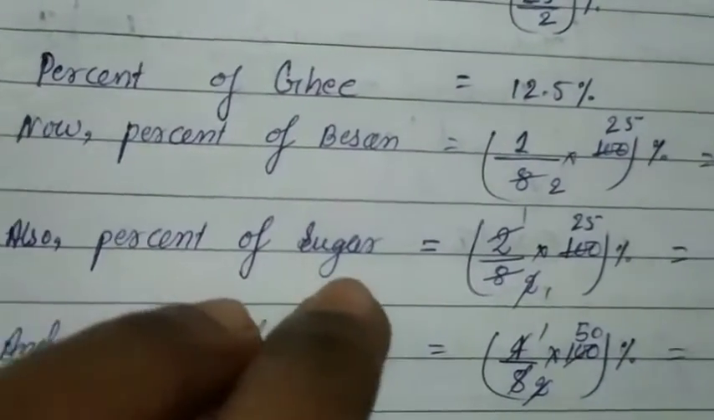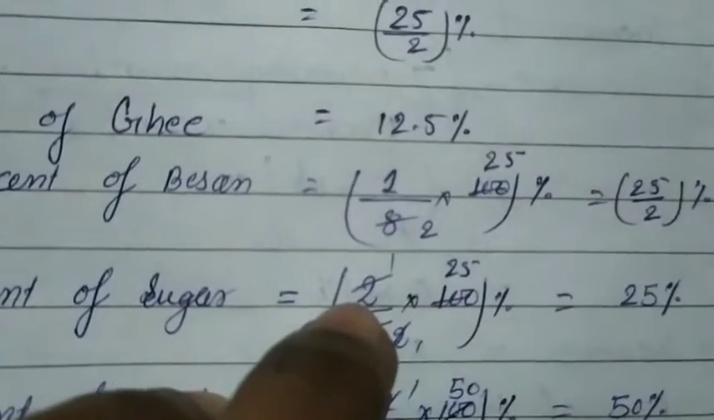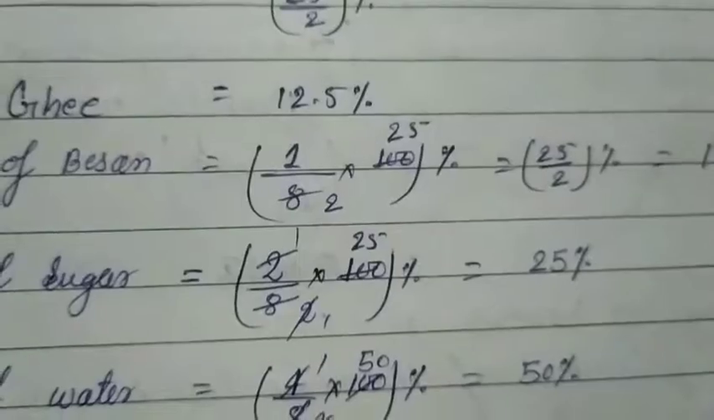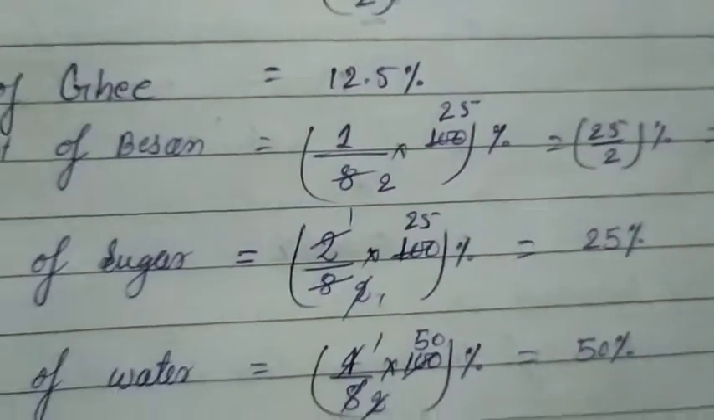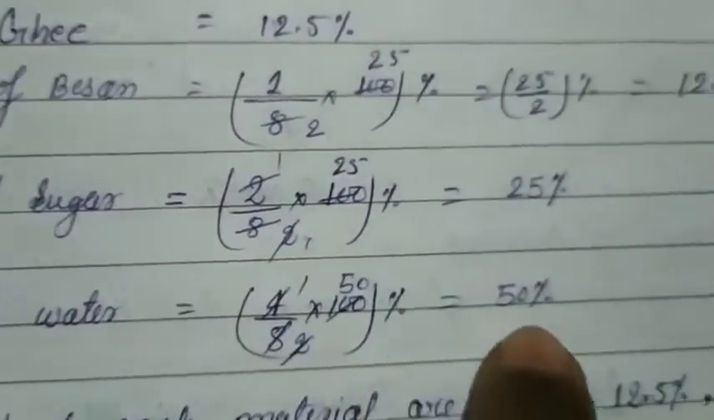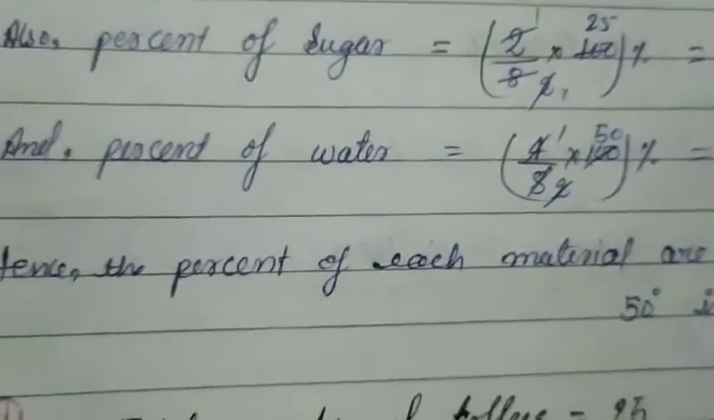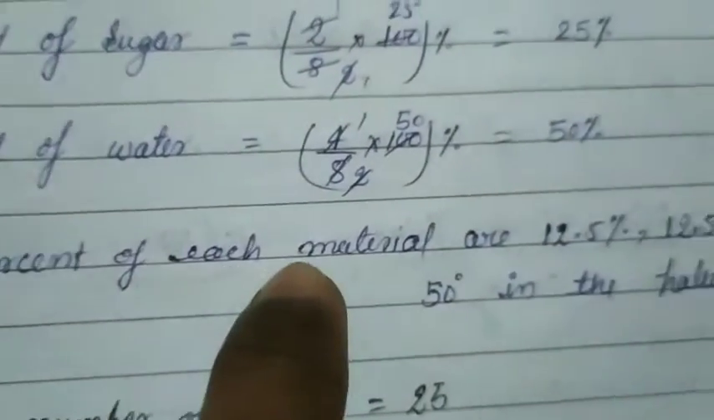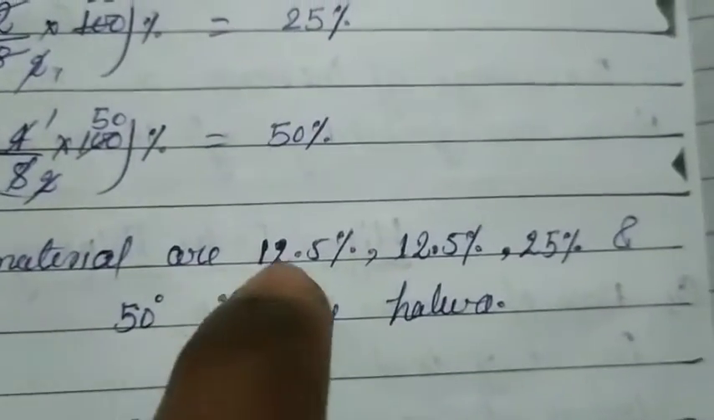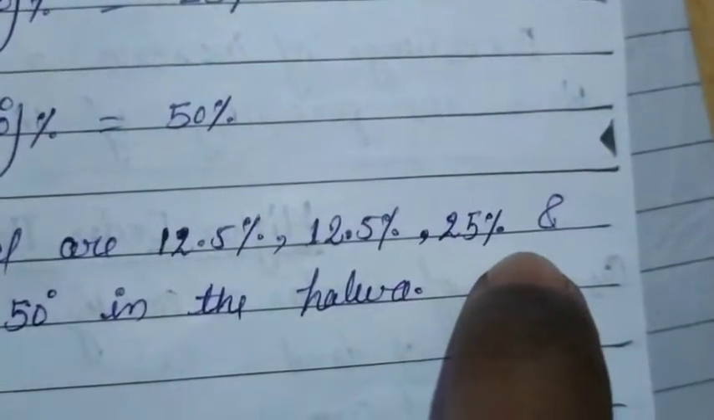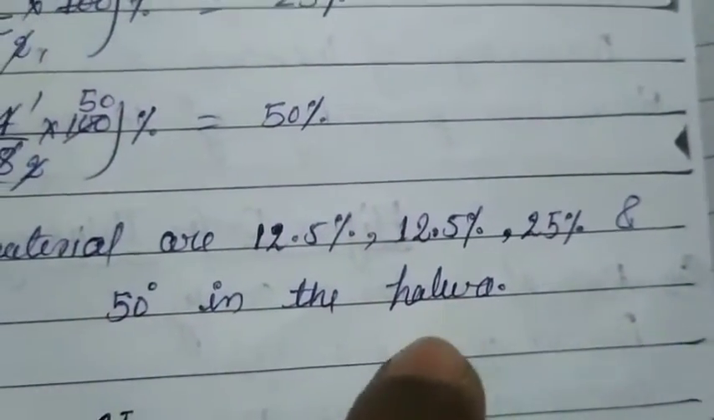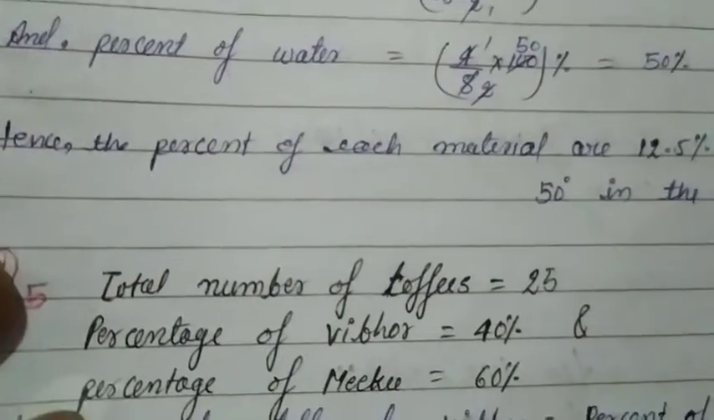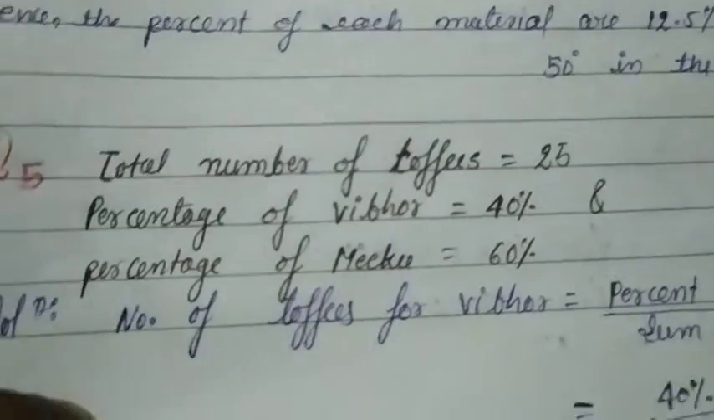But the percent of sugar will be different from the former, that is 2 upon 8 into 100. So you got 25%. Just like that, the percent of water is 50%. You have to write a closing statement at the end of the solution, that is, hence the percent of each material is 12.5, 12.5, 25 and 50% in the halwa. Okay, so just like that you can do the questions.